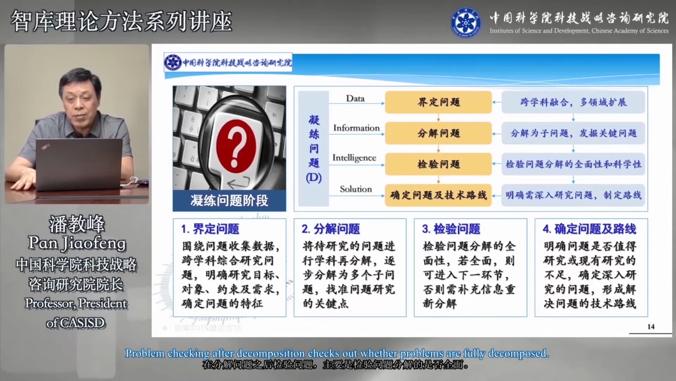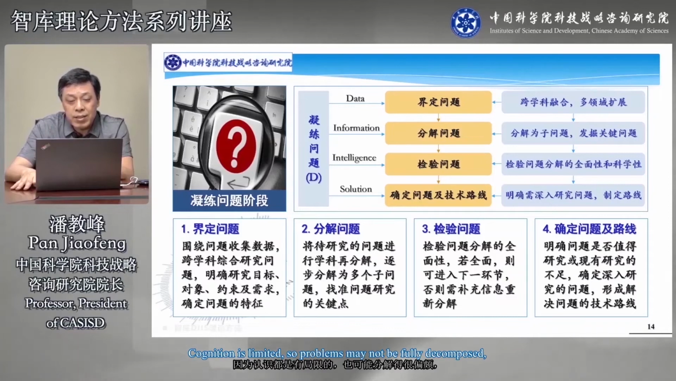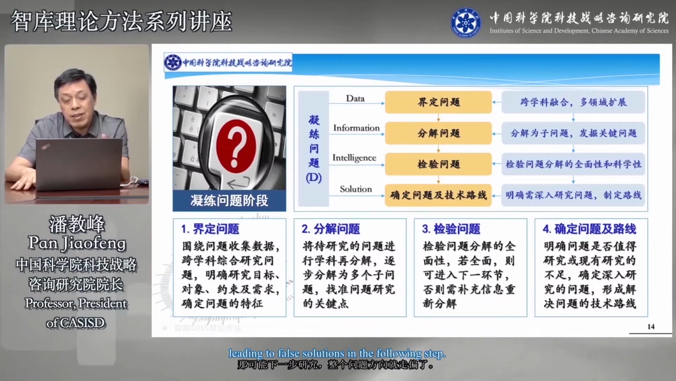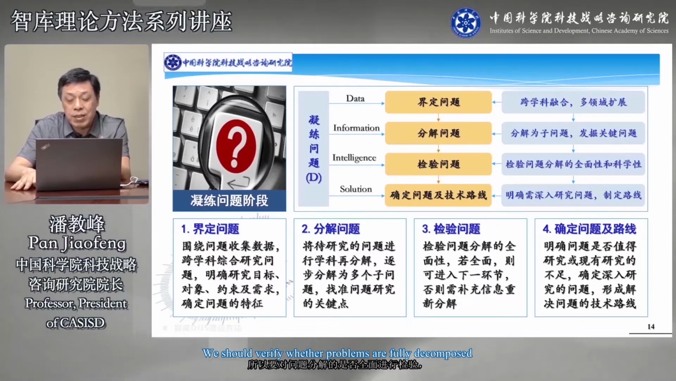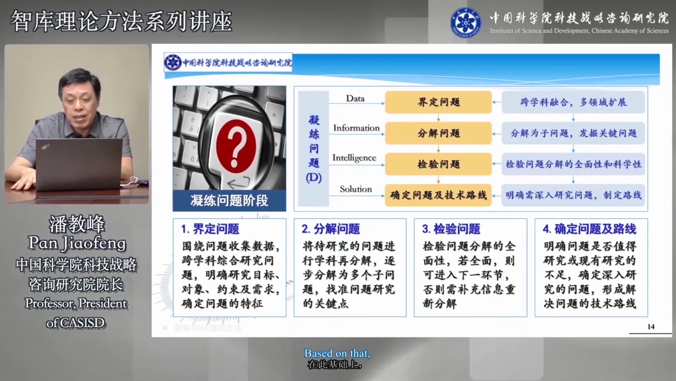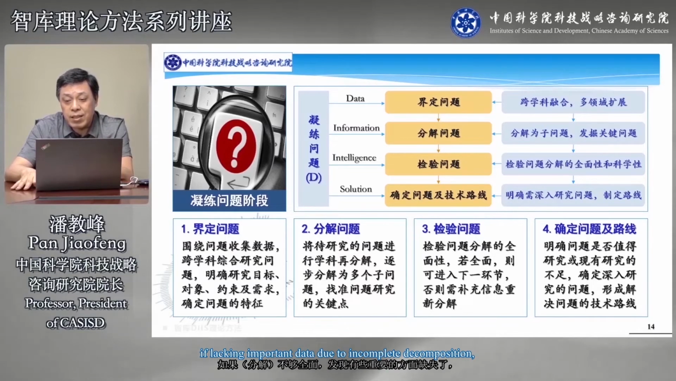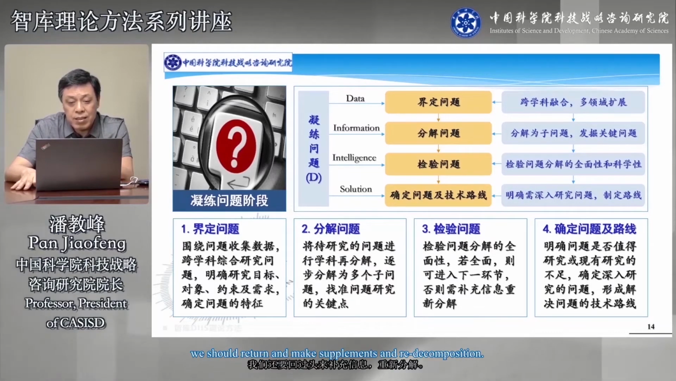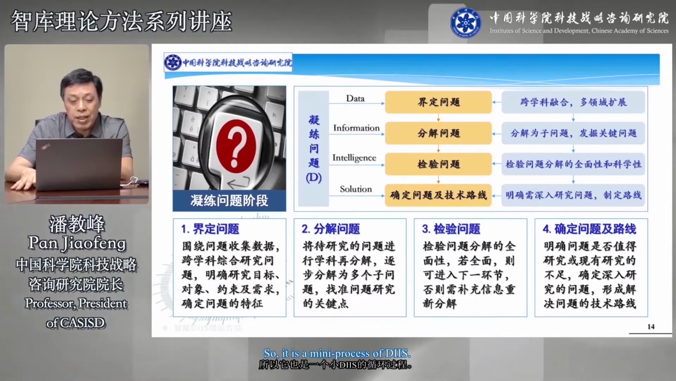Problem checking after decomposition checks out whether problems are fully decomposed. Cognition is limited, so problems may not be fully decomposed, leading to false solutions in the following step. We should verify whether problems are fully decomposed to ensure comprehensive and scientific decomposition. Based on that, if lacking important data due to incomplete decomposition, we should return and make supplements and re-decomposition. So it is a mini process of DIIS.